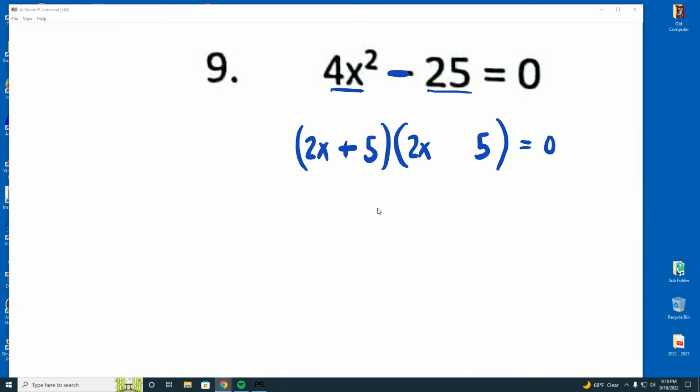And the rule is one of these is plus and one of them is minus. So we're going to take those factors, set them equal to 0, and solve.